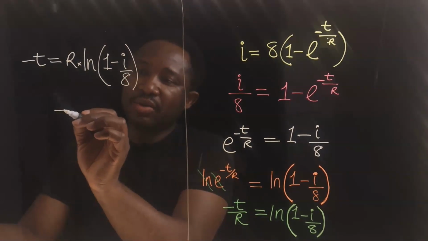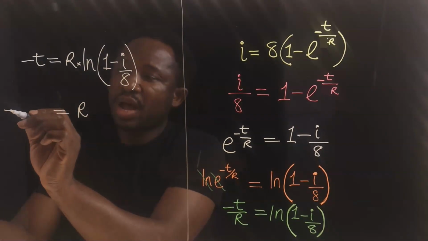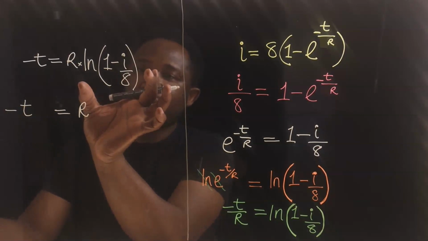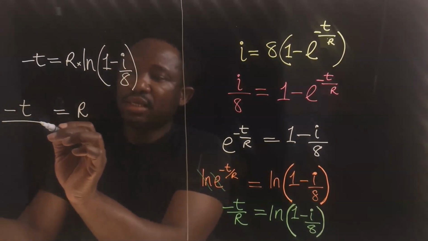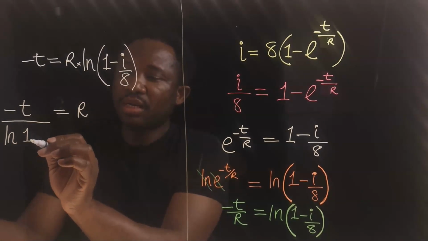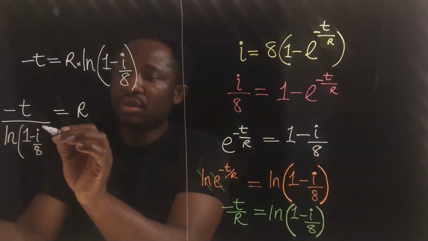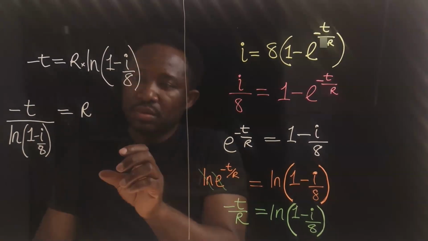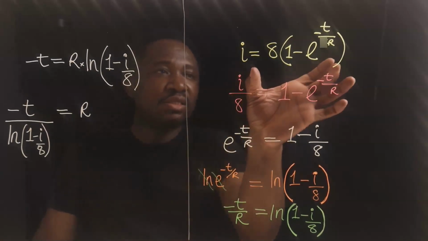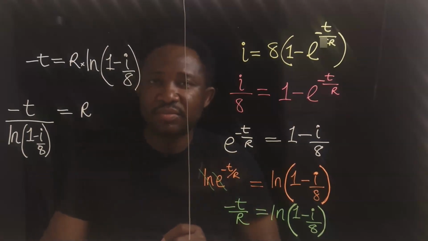We want r to be isolated. On this side we have minus t. This is multiplying. On the other side is going to divide, and we're going to have the natural log of 1 minus I over 8 all in bracket. We have made r the subject in this equation, and this is our answer.